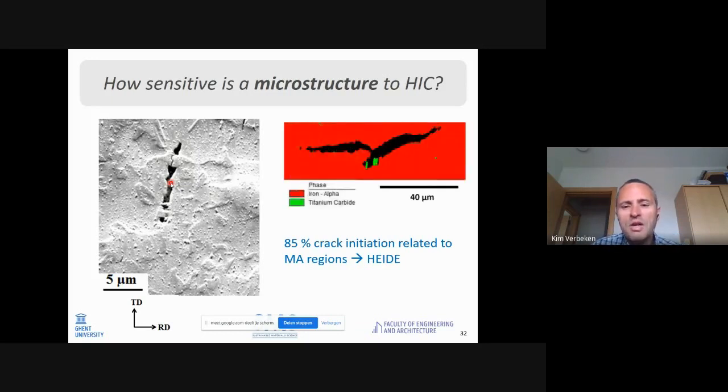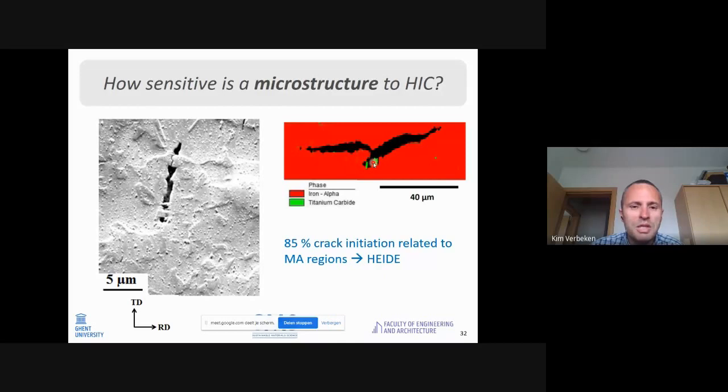And this is another figure where we were studying hydrogen blisters. Here you see a phase map, and this is pure ferrite. This is, of course, the crack inside. And then here you see some titanium carbides, quite large titanium carbides. Of course, crack initiation is always difficult to find, because what's the real initiation? But if you look at the crack morphology, it's clear that the initiation of this blister, which then opened up to the surface, was probably related to the titanium carbides.